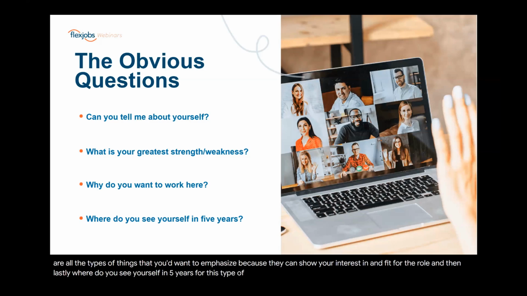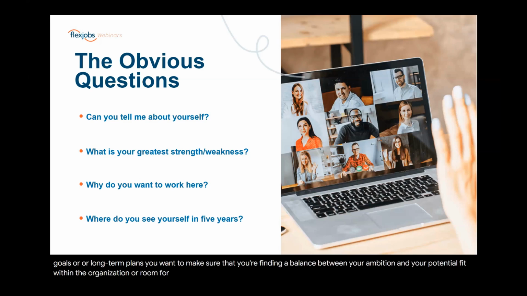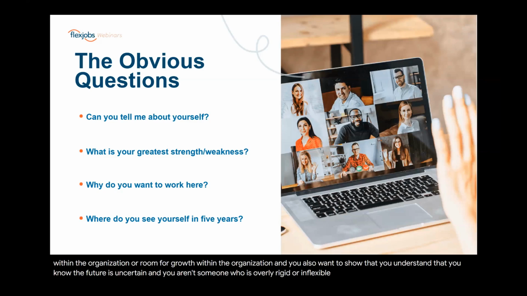For this type of question, as well as any questions that focus on career goals or long-term plans, you want to make sure that you're finding a balance between your ambition and your potential fit within the organization or room for growth within the organization. And you also want to show that you understand that the future is uncertain and you aren't someone who is overly rigid or inflexible in their plans.